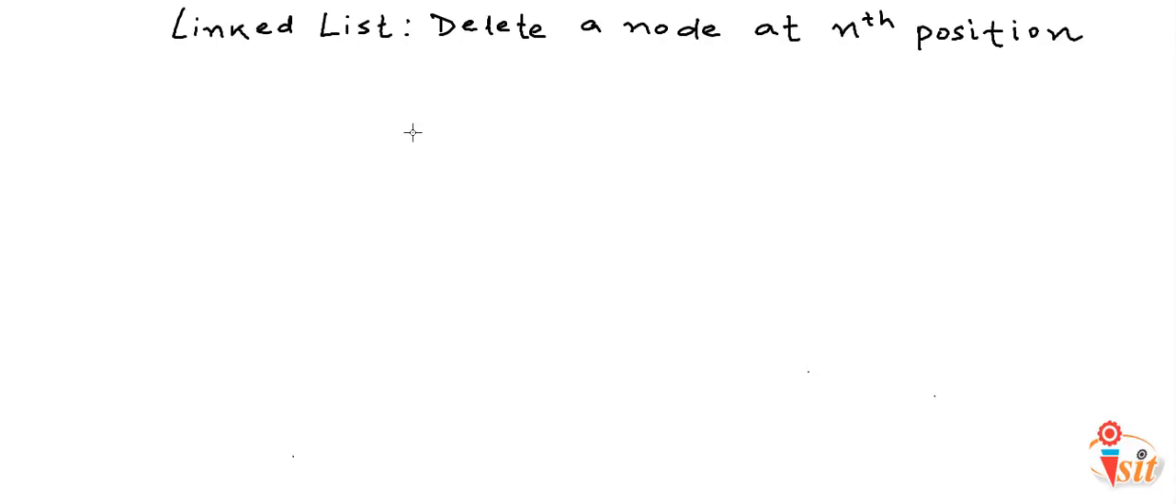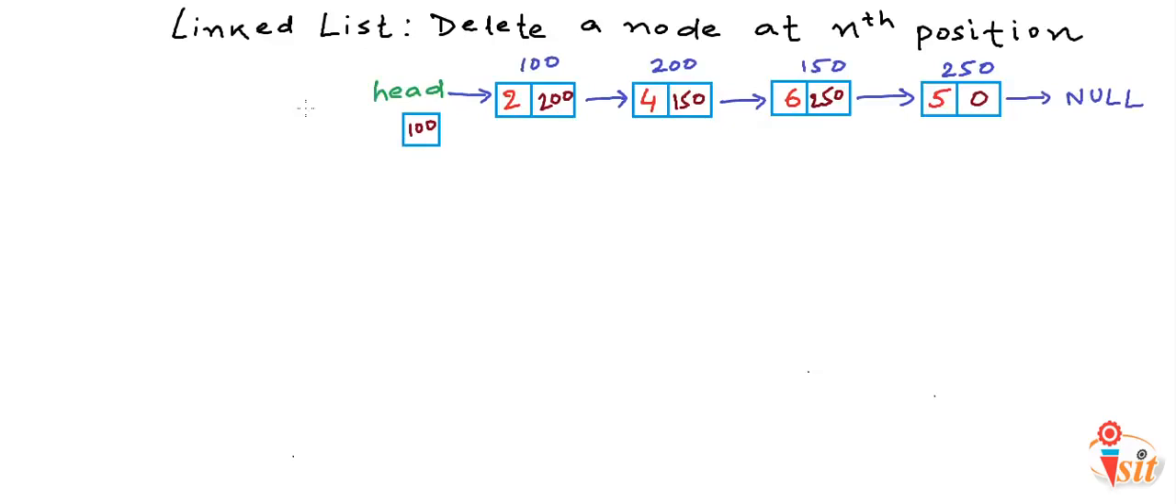In our previous lesson, we wrote a program to insert a node at the nth position, or a given position, in a linked list. Now in this lesson, we will write a program to delete a node at any given position in a linked list. So once again, I have drawn a linked list here. We have 4 nodes in this list at addresses 100, 200, 150 and 250 respectively.